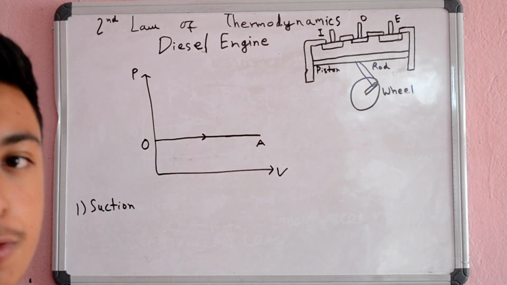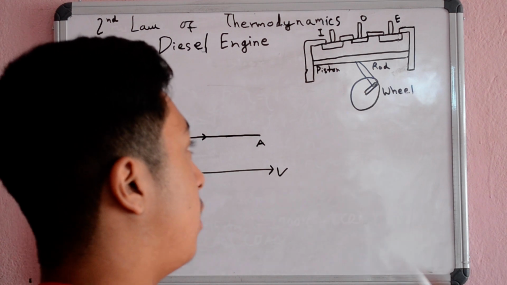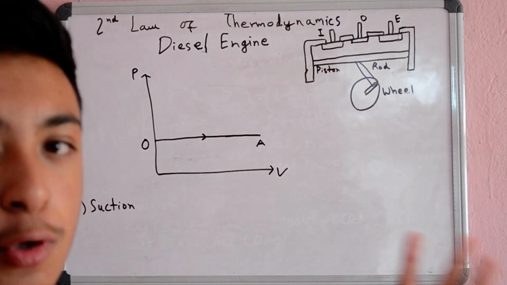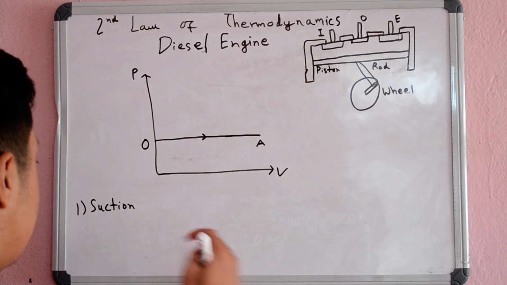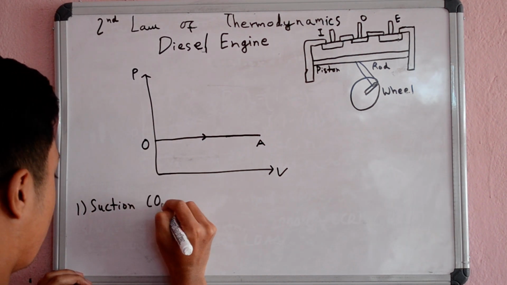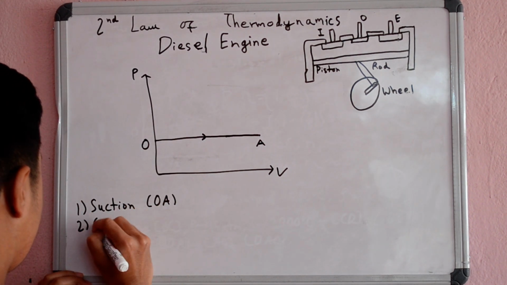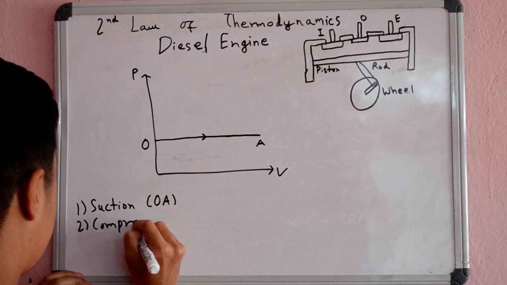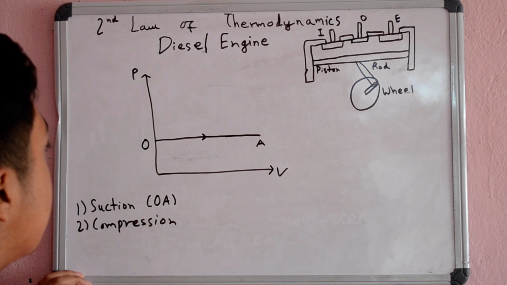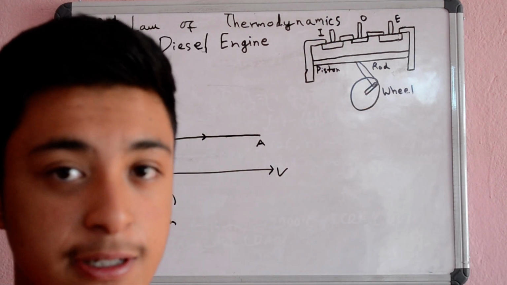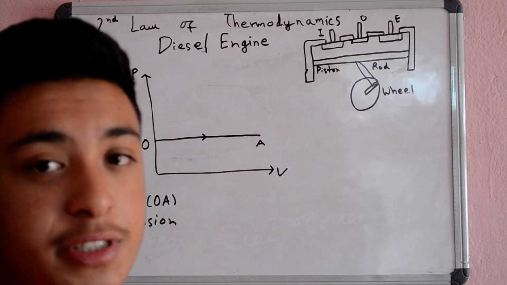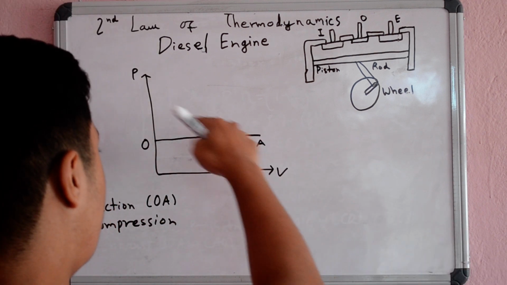Now a tip I'll give you is that if one of the valves is open and volume increases or decreases, then the pressure remains constant. So here this is represented by OA. Now the compression stroke. Here it is the same thing. The inlet valve closes and the piston moves inward, thus there is a decrease in volume.